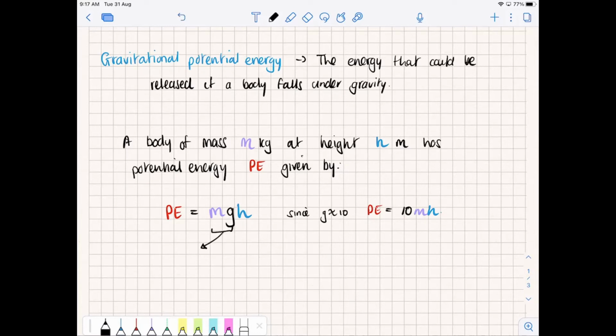Mass times gravity. We've seen that before. What is mass times gravity? I want you to go back right to when we learned about forces. What force can you think of that is mass times gravity? mg.